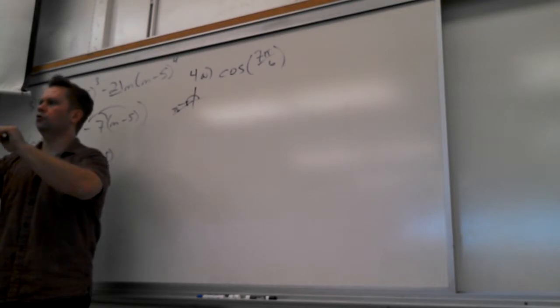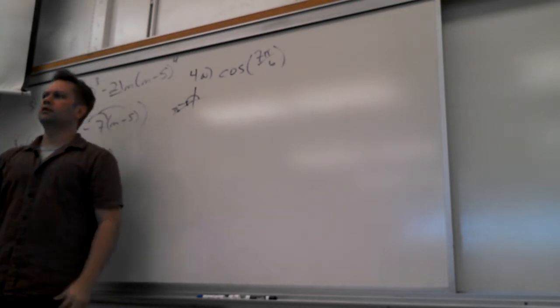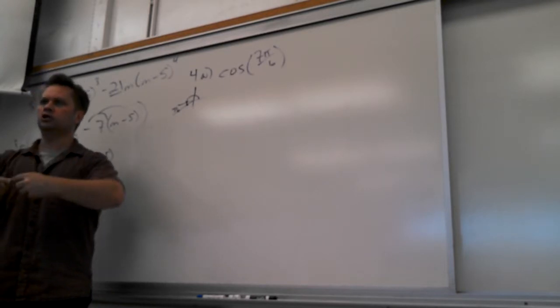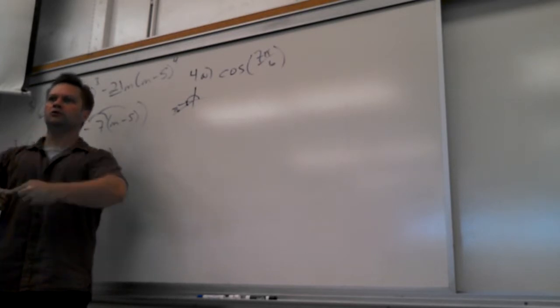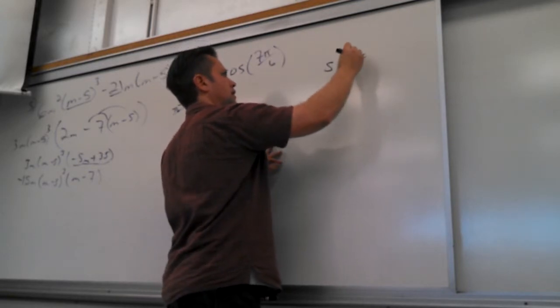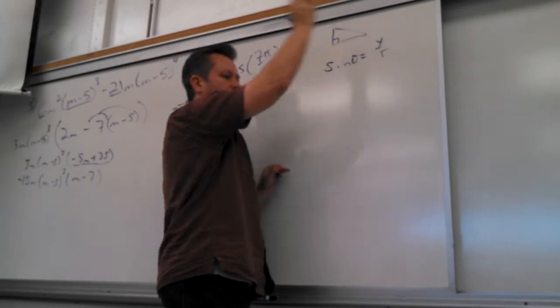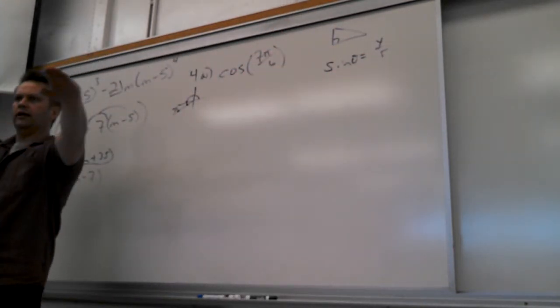SOHCAHTOA, I wish it would go away. Does anybody know SOHCAHTOA? All right. The reason I don't like it is because it only gets you so far. What they should teach you is the reality that sine likes y, cosine likes x. What's the definition of sine? Do you remember? Sine of an angle is y over r, isn't it? Or y over h, if you call it hypotenuse. Yeah. So sine likes y, cosine likes x.